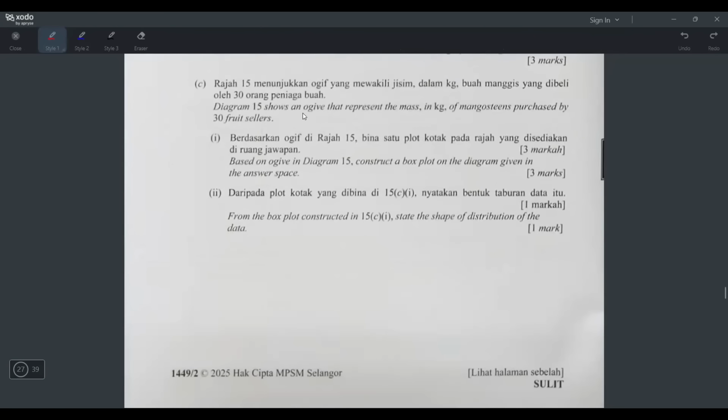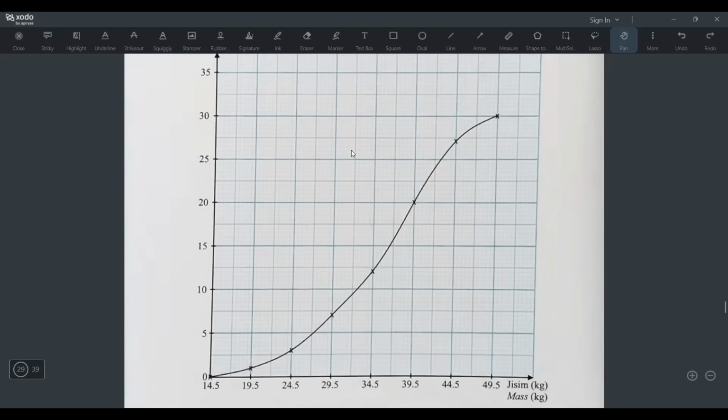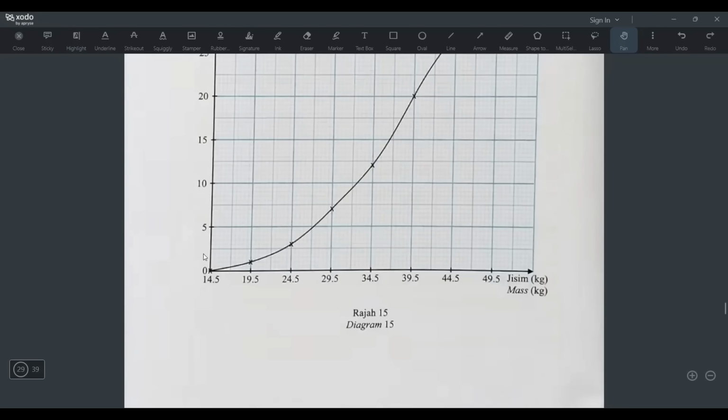Diagram 15 shows an ogive that represent the mass in kg mangosteen purchased by 30 fruit seller. Oh, so they already draw the ogive in diagram 15. So let's have a look at the ogive. Okay, so this is the ogive. Alright, so all these numbers is the upper boundary lah. Yeah, because when you draw ogive, you use upper boundary for the x-axis.